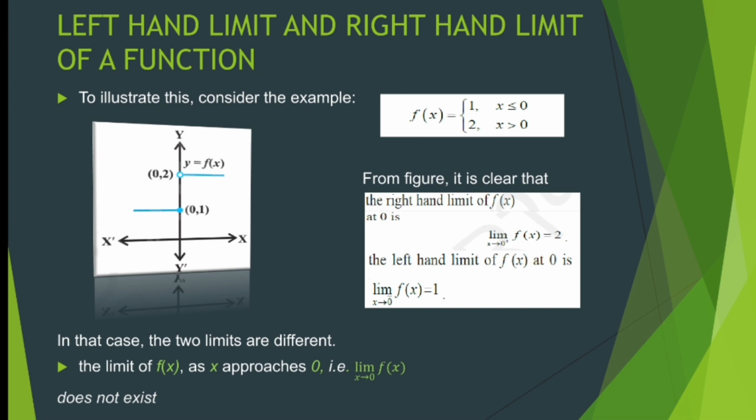From the figure, it is obvious that the limit as x tends to 0 plus of f(x) equals 2, that is, the right hand limit of f(x) is 2 and the left hand limit of f(x) is 1. Since the left hand limit and right hand limit are not equal, the limit of f(x) as x approaches 0, that is, limit as x tends to 0 of f(x), does not exist.